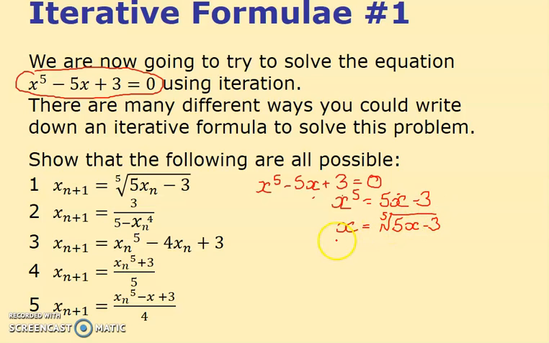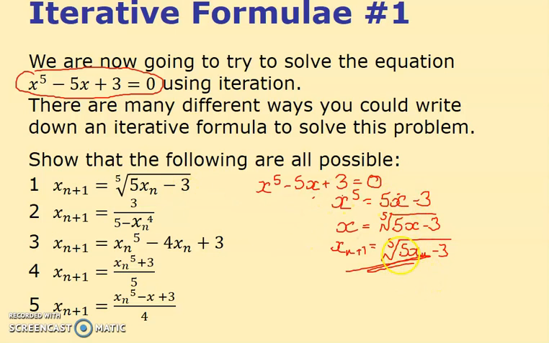Well, not quite done, we really should put it in the iterative formula mode, so the left hand side becomes xn plus 1, and the right hand side becomes the fifth root of 5 lots of xn minus 3. So that's my formula, same as over here.